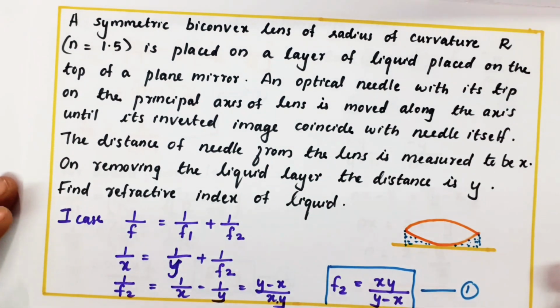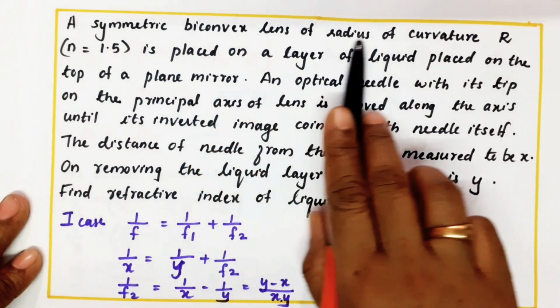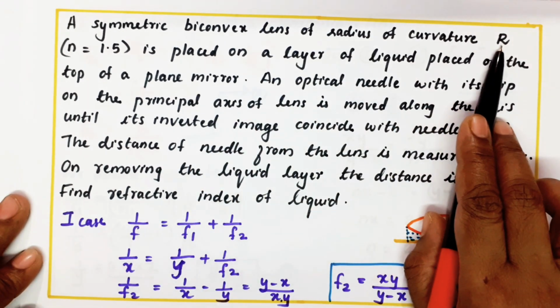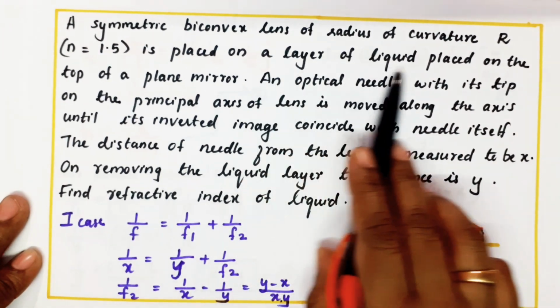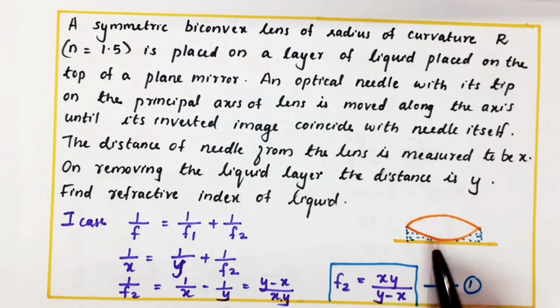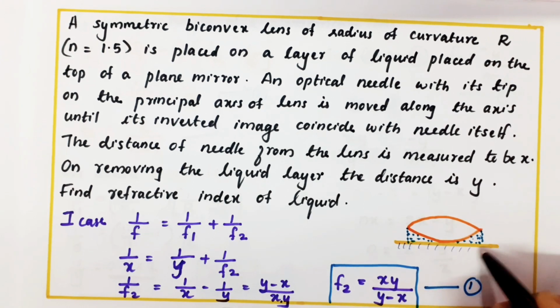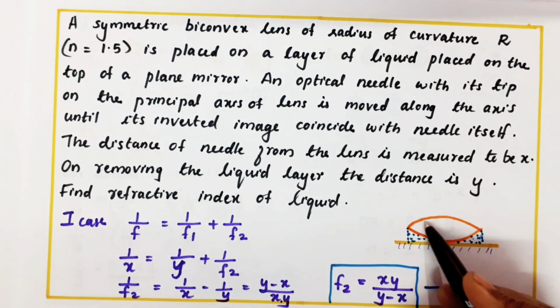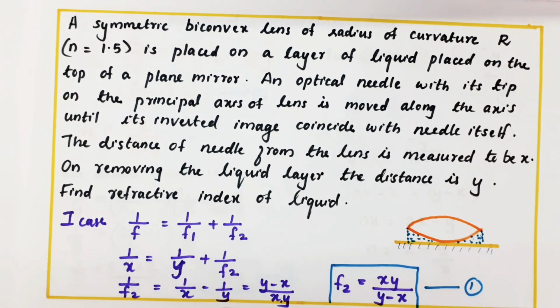This is a very important sum. A symmetric biconvex lens of radius of curvature R, very important sum, okay, is placed on a layer of liquid placed on the top of a plane mirror. So down is a plane mirror. Okay, down is your plane mirror. You are keeping a lens here. On top of the plane mirror we are keeping a symmetric lens.